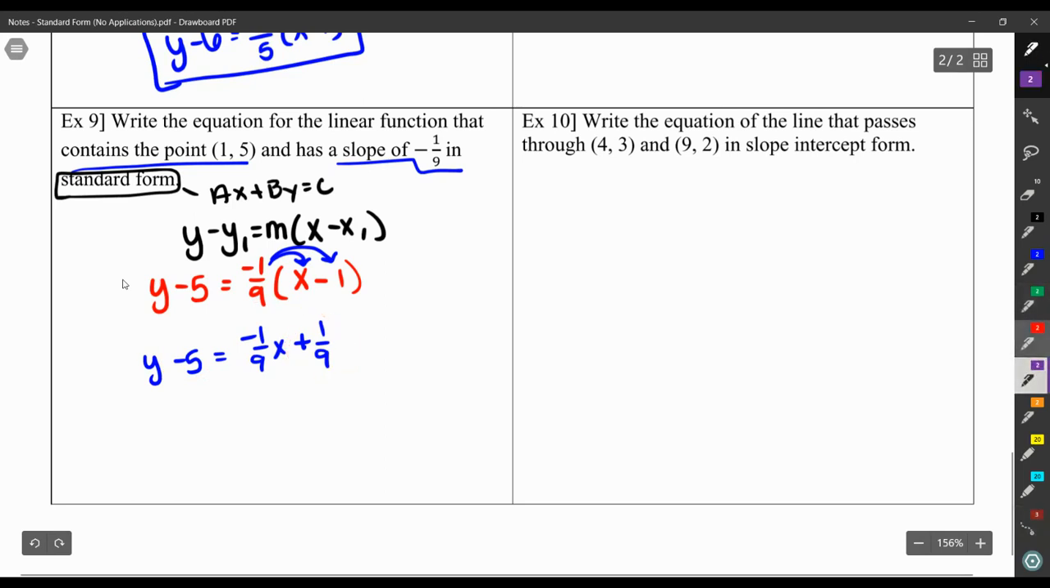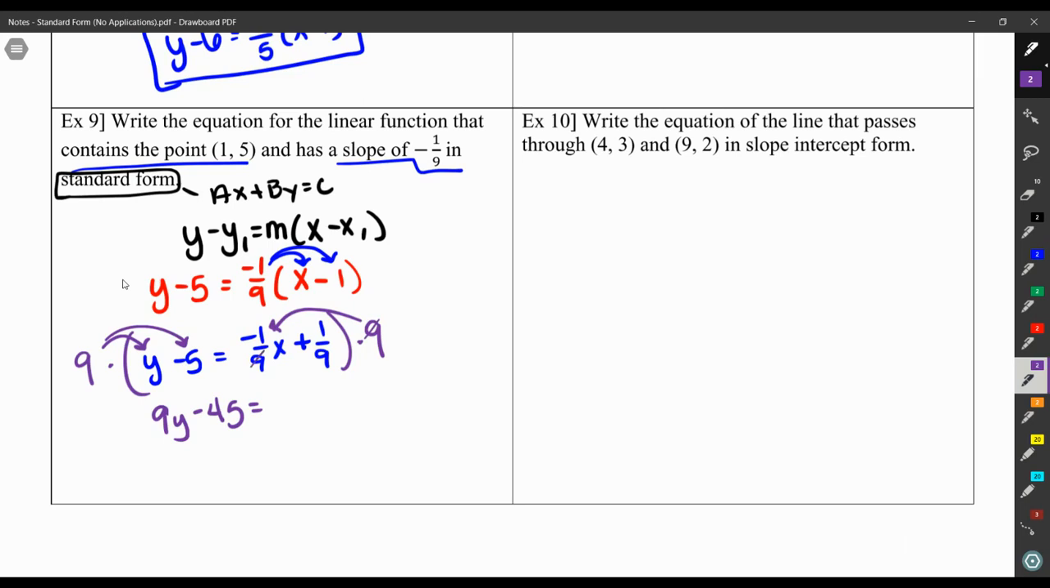So what if I kind of jump ahead? I know I'm not allowed to have fractions in standard form. So what if I go ahead and multiply by the denominator and get rid of my fractions right off the bat? So if I do 9 times y, we get 9y. 9 times negative 5 is negative 45 equals. Now, 9 times a negative 9th, the two 9s are going to cancel each other out and create a 1, and negative 1 times x makes negative x. And again, 9 times a 9th is a 1. So that actually eliminated all of my fractions.